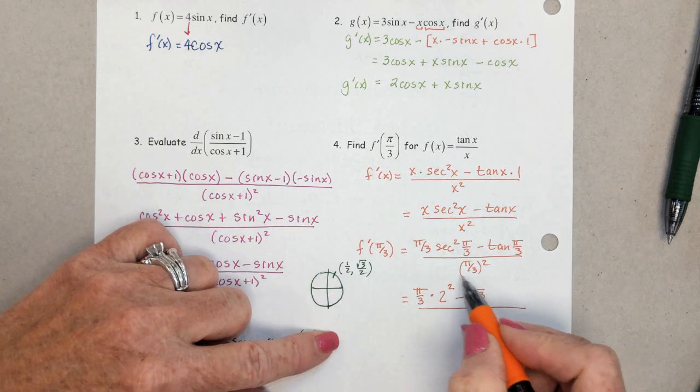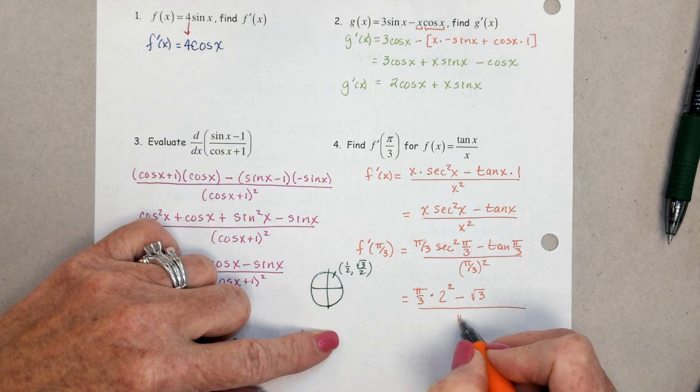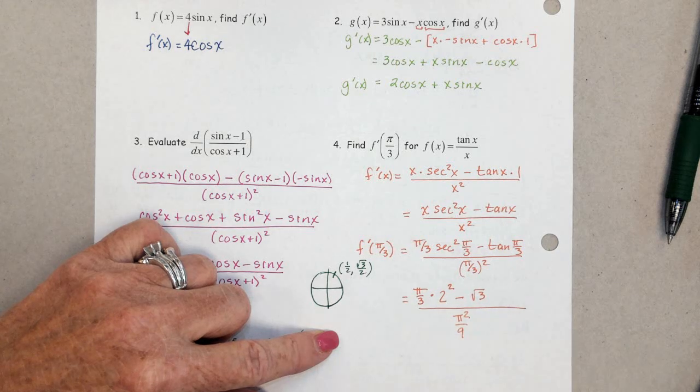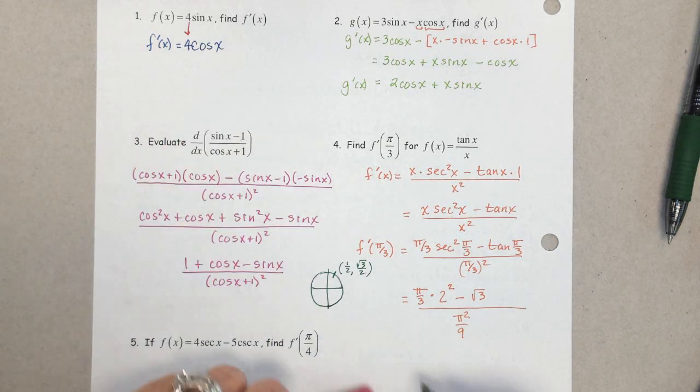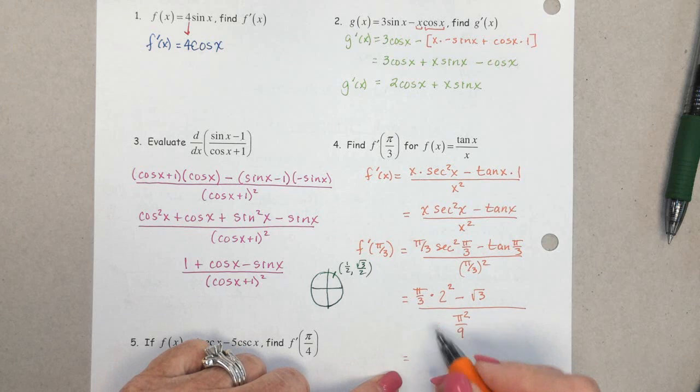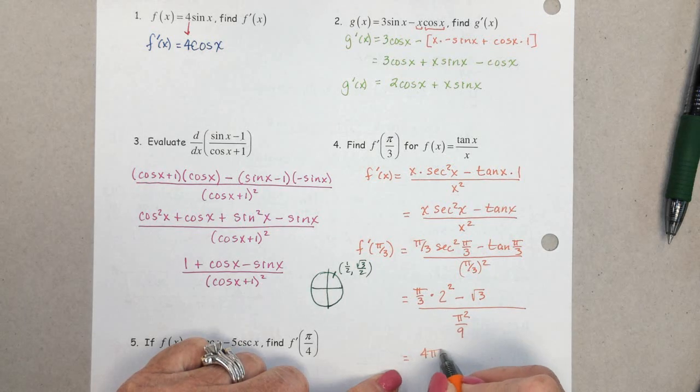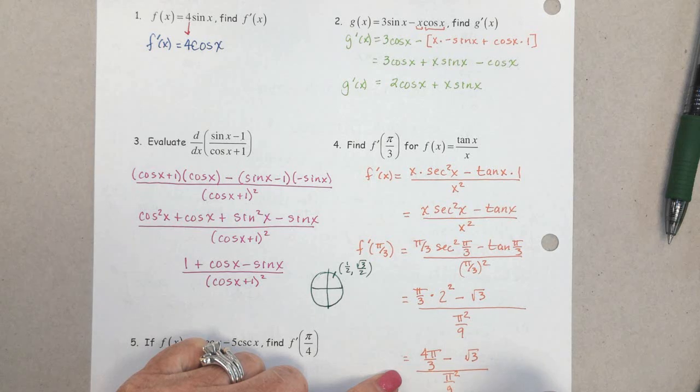This is all over that denominator squared. Pi squared over 9. All right, still cleaning this up. Oh, and this looks like 4 pi over 3 minus square root 3 over pi squared over 9.